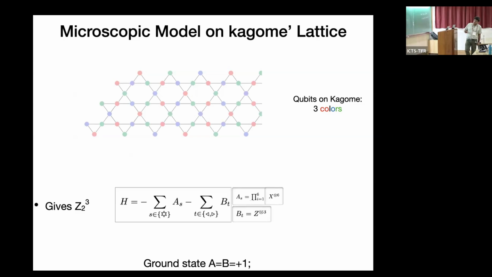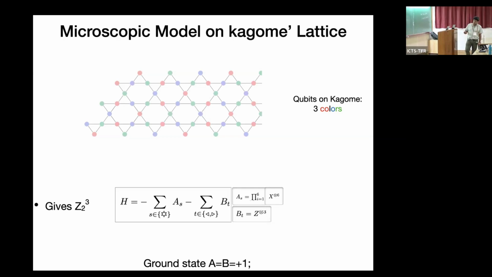So here is a more complicated way of creating the Z2 toric code. I've changed the lattice. It's now a Kagome lattice. And I also have 3 different colors, so we're actually going to get 3 different Z2 toric codes. I'll call that Z2 cubed.